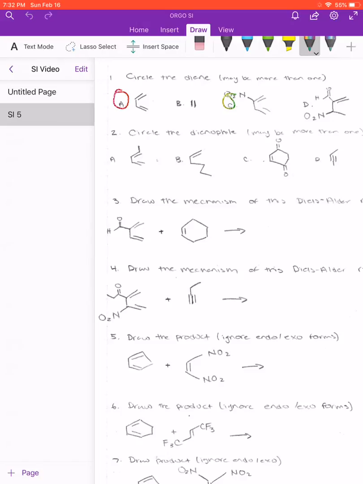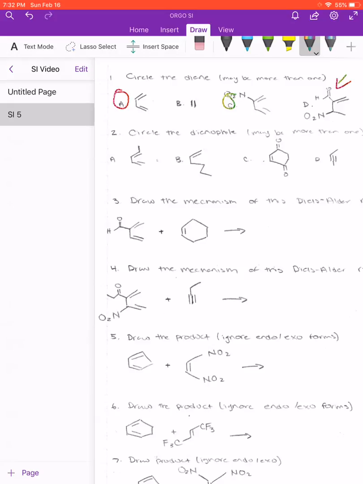And what about D, right? Is it a diene? Because there's this double bond right here with the carbonyl. It actually is not a diene, right?